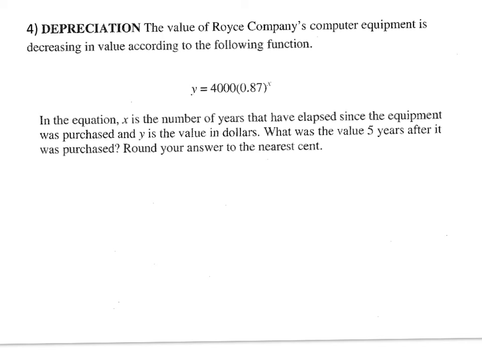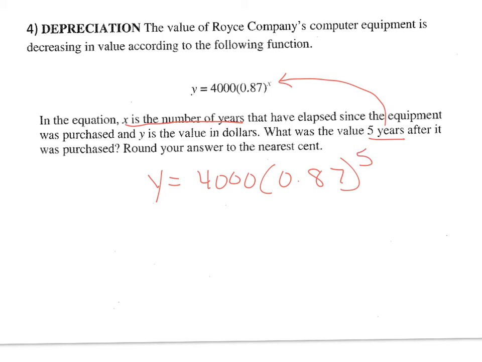Now I've got to figure out, where does this 5 go? Well, if I'm thinking about 5 years and I come back here and say X is the number of years, I better plug 5 in right there. So I'm going to find out the value, that's the Y, 4,000 times 0.87 to the 5th power.